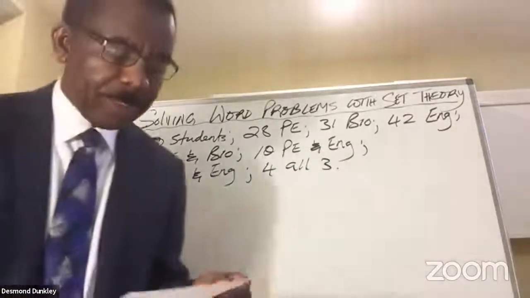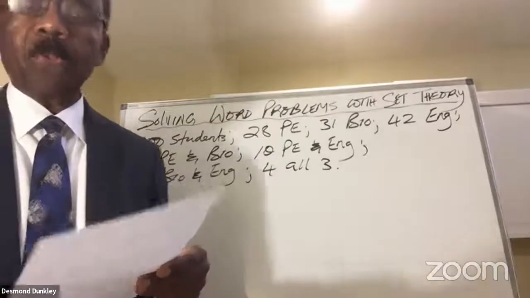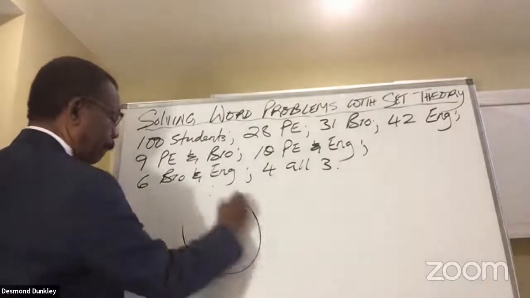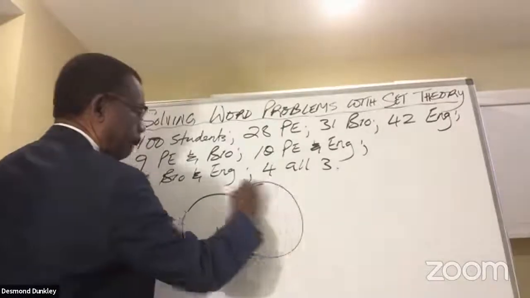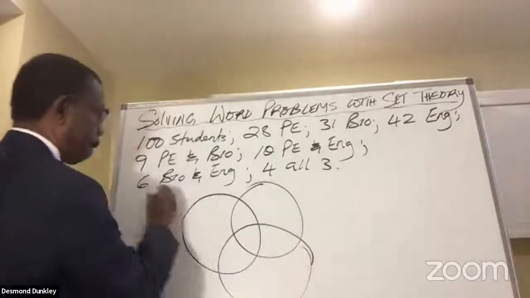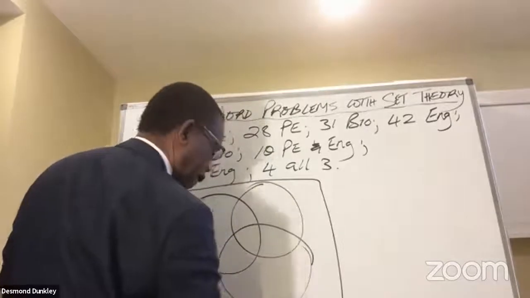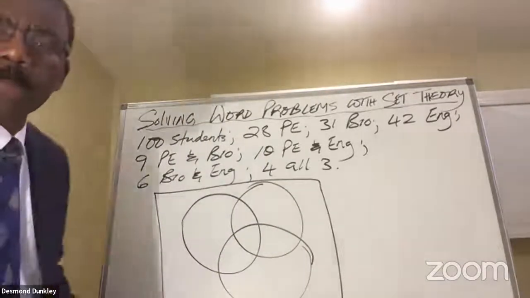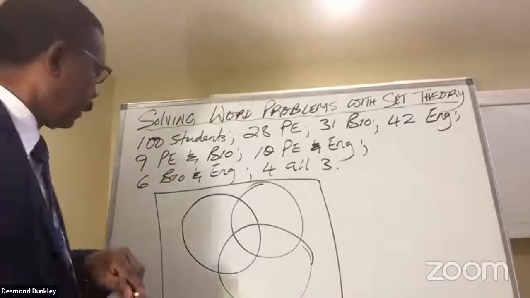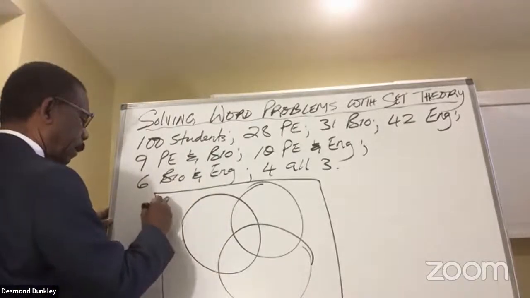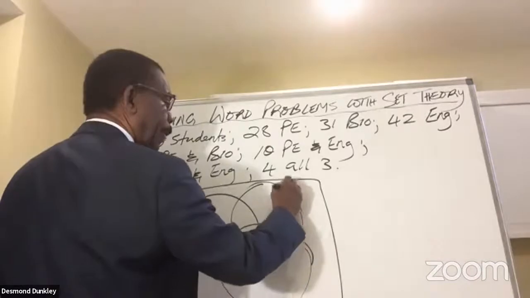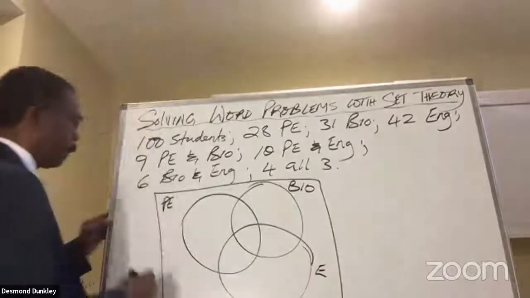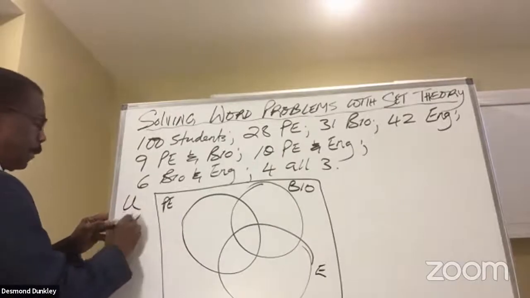Okay, so now they want us to find how many students took none of the 3 subjects. So let's try something. That's our Venn diagram, because we have 3 different subjects. We have PE, we have bio, and we have English. And the universal set is 100.